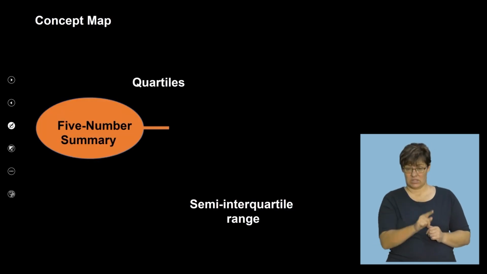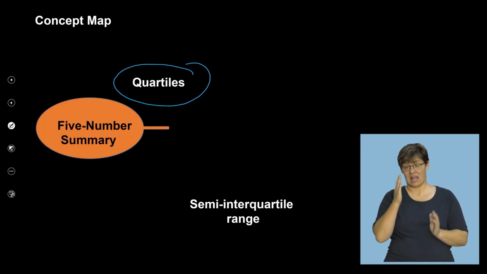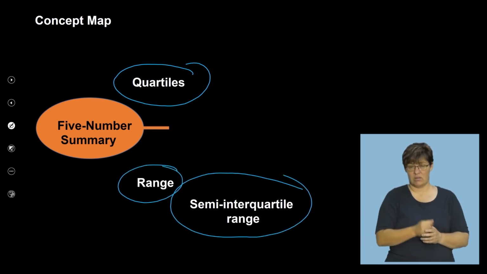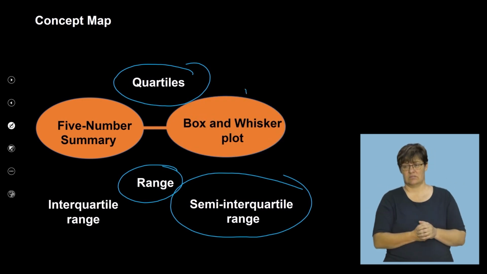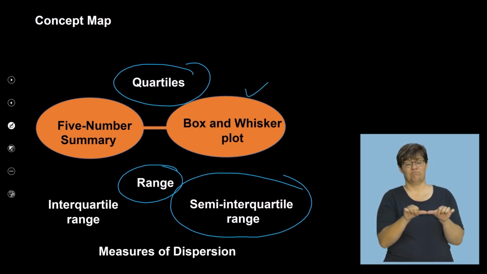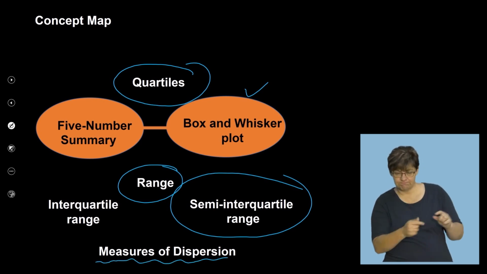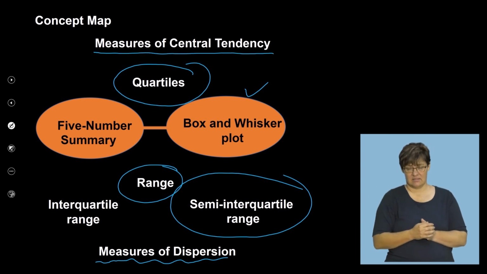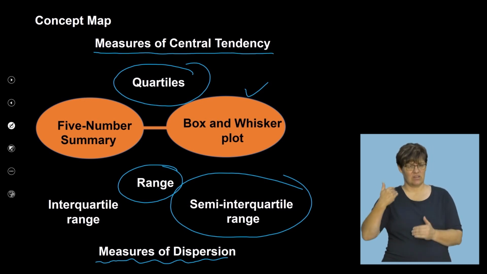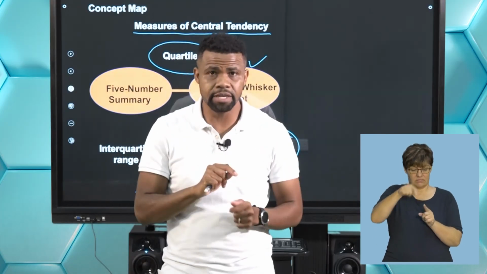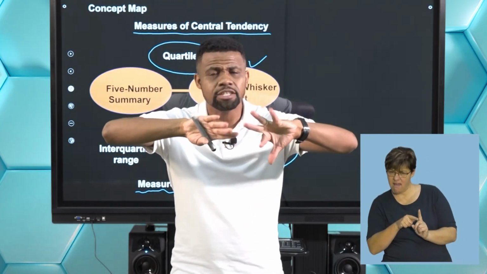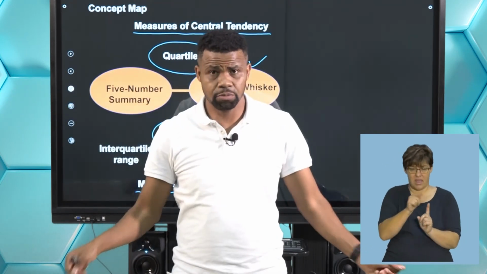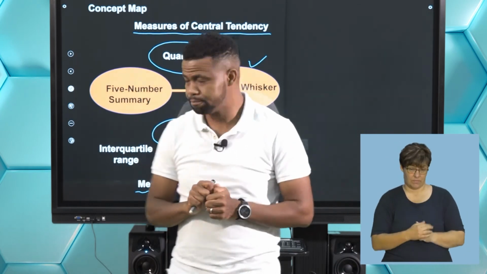So we have looked at quartiles, semi-interquartile range, we've looked at range, we looked at whisker plots, and this is a measure of dispersion and measures of central tendency. So measures of central tendency cluster around the mean, and measures of dispersion study how the data is spread. Does that make sense? We want to study both, okay?